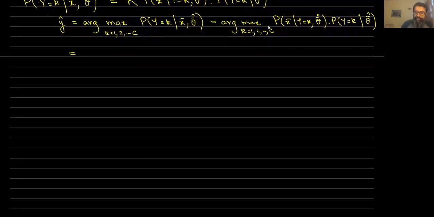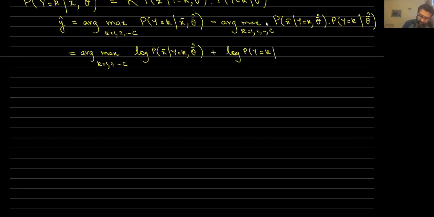In order to maximize this, let me take the log of this. Maximizing this is exactly the same as maximizing the log of this, because the log is a monotonically increasing function. So this is arg max over k equals 1 all the way up to capital C, of log probability x given y equals k and theta hat, plus log probability y equals k given theta hat.